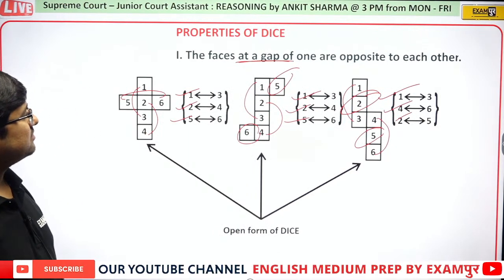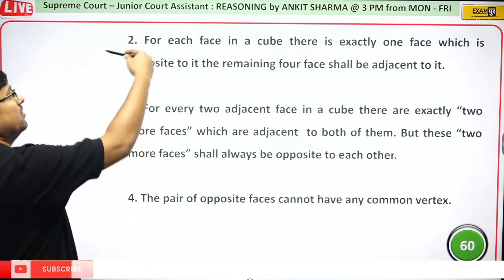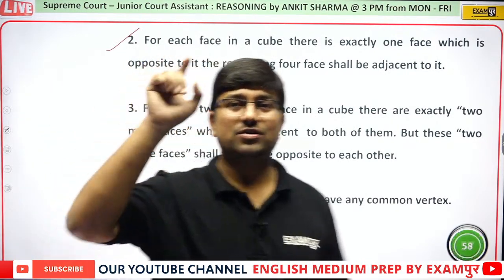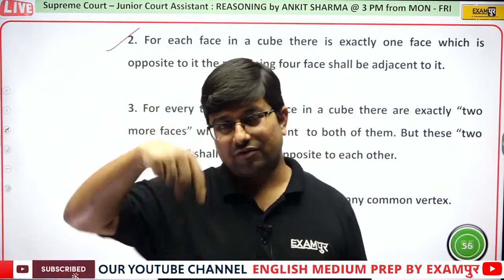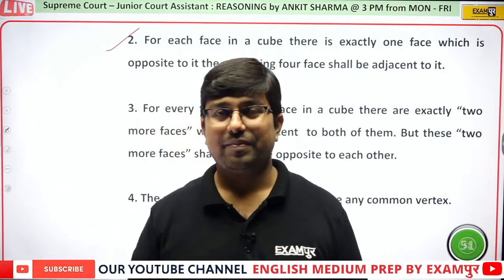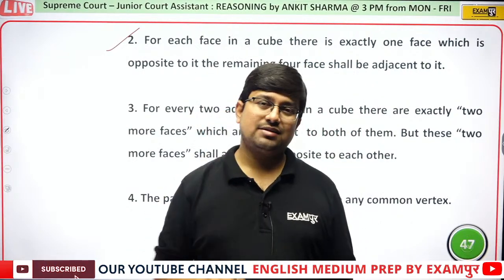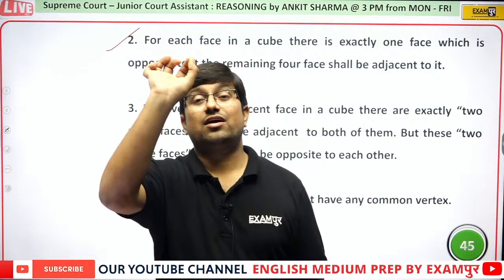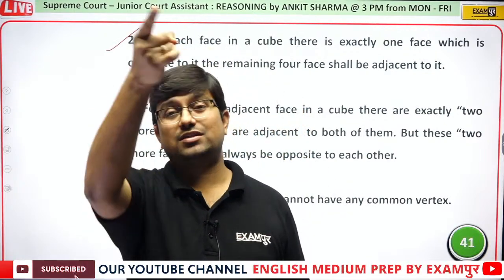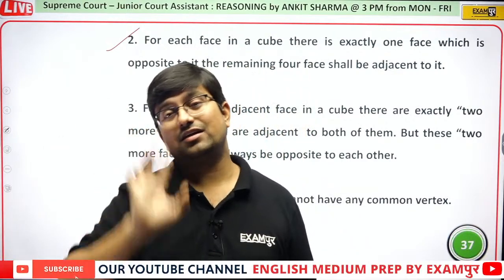Next, my dear students, have a look at this. The second property, it's again very crucial. It says for any one face of a dice, there is exactly one face which is opposite to it. Rest are touching it in some way or other. In the Ludo dice, one's opposite is always 6 only. The rest, 2, 3, 4, 5, are touching 1. 6's opposite is 1 only. 2, 3, 4, 5 are touching 6.